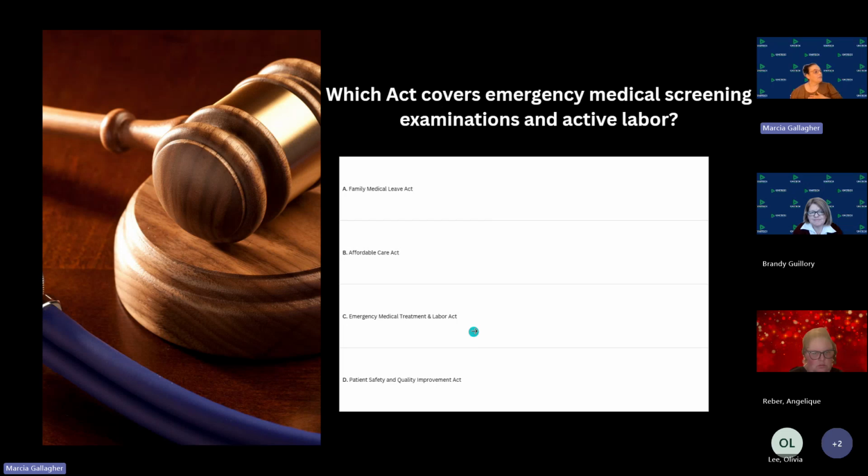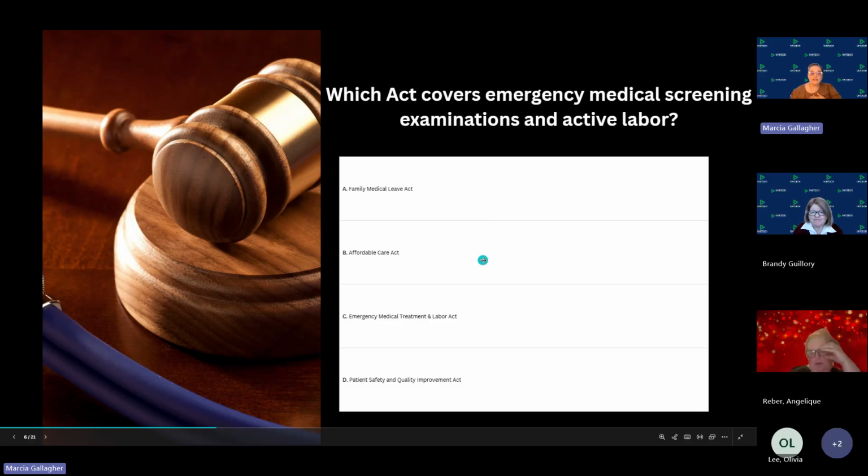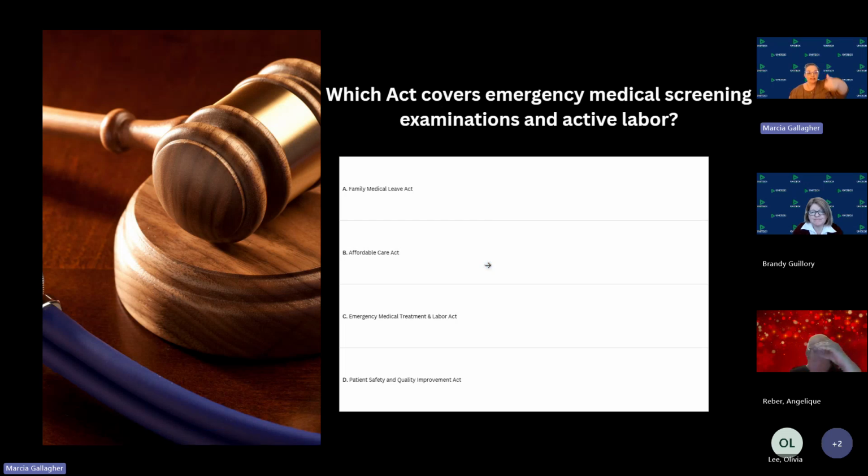So can you guys tell me why you picked C? Oh, I made you worried, right? You're all right. But you chose C because of the word what? Emergency. Which act covers emergency medical screening? Well, duh, Emergency Medical Treatment and Labor Act. So you used a key word here to find your answer. Does that make sense? Thumbs up if it makes sense. Come on, Annie, because it states emergency and labor. Thank you, Angelique. Very, very well done.